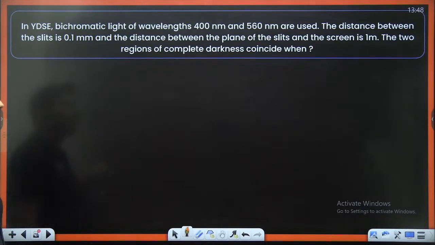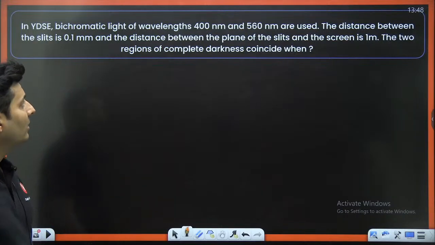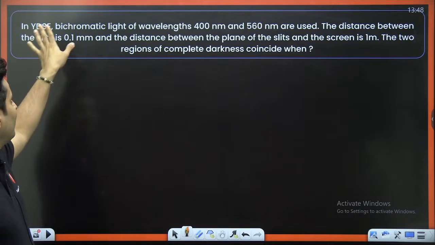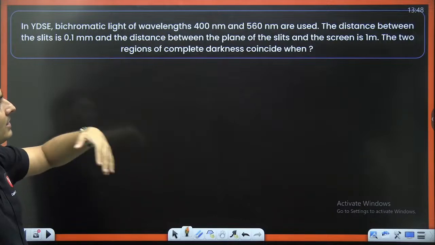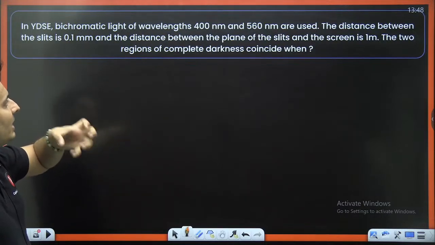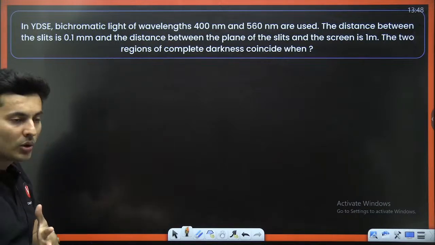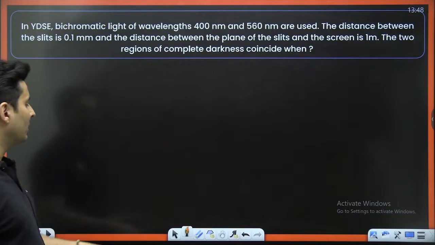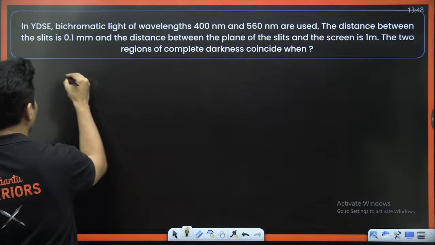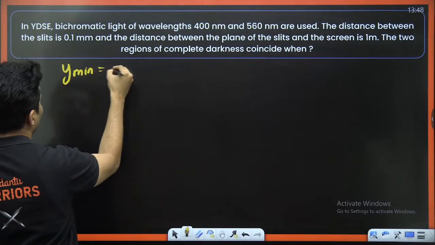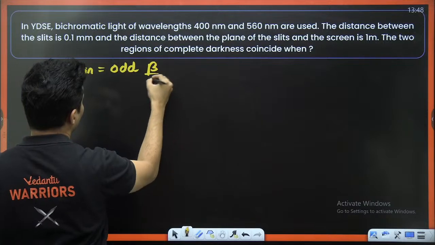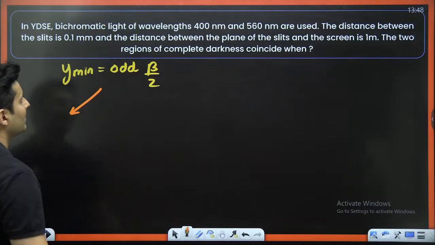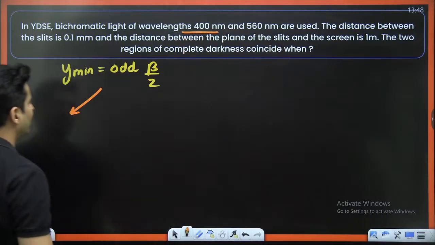In a YDSE setup, you are using bichromatic light, meaning light of two different wavelengths, 400 and 560. Distance between the slits is 0.1 and distance between the planes is 1 meter. The regions of complete darkness coincide when whose minima will coincide with whose minima? What is their minima number that will coincide is the question. For minima, the formula that we use is odd number times beta by 2. So let's do it for both cases, when wavelength is 400 and when wavelength is 560.